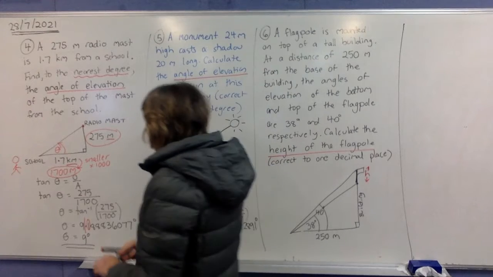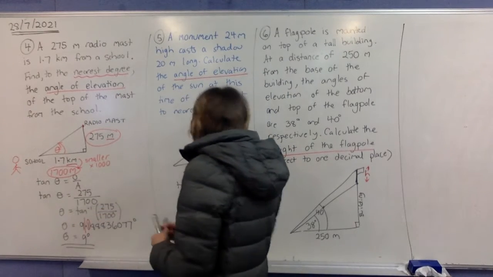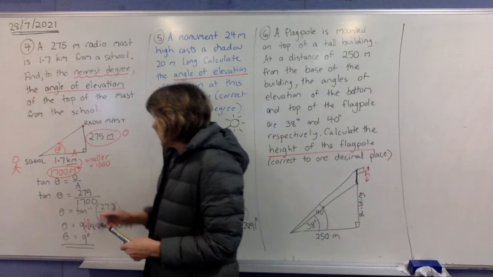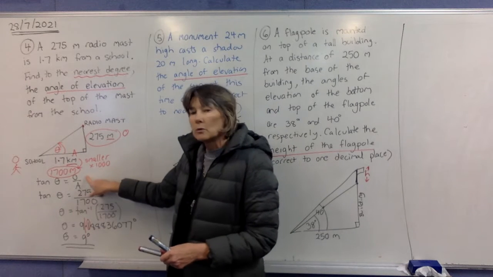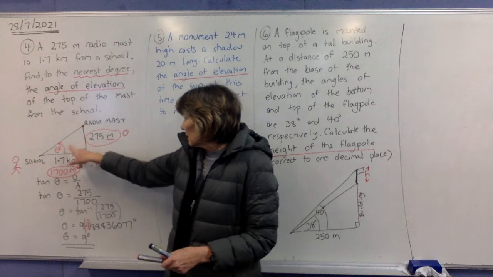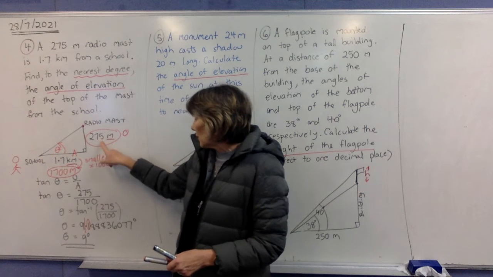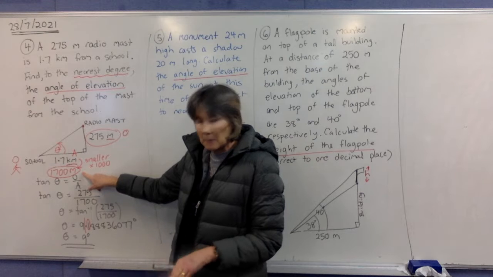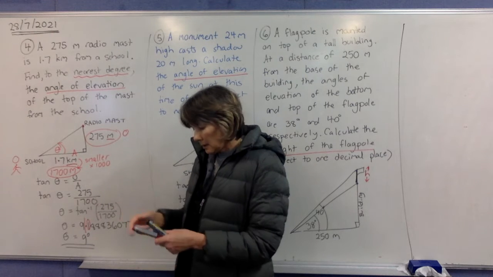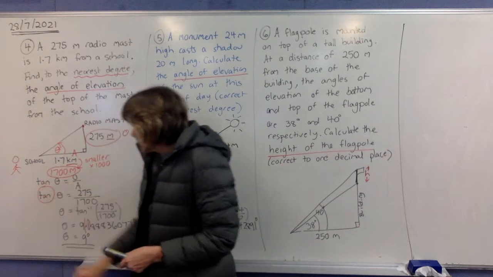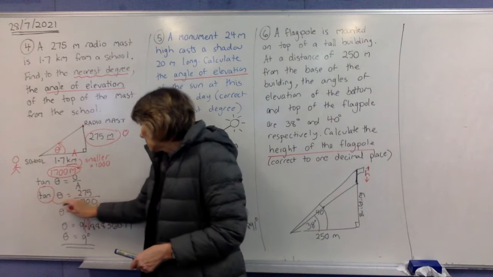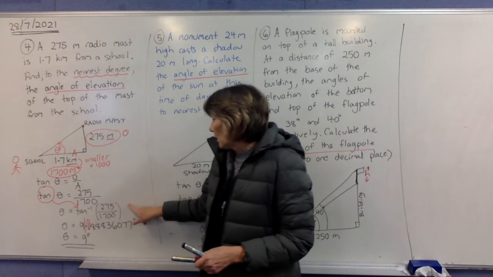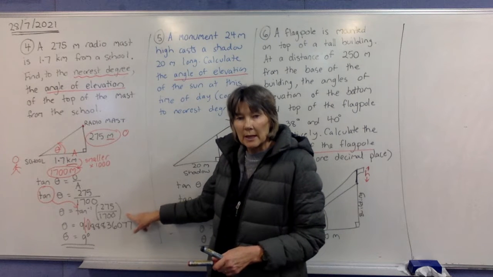Okay, so now we're going to sub in. This is our opposite side. This is our adjacent. So we're going to go tan theta equals opposite over adjacent. Tan theta equals 275 over 1,700, the two things in metres. Then, to get theta by itself, we're going to get rid of tan by coming to the other side and doing inverse tan of 275 over 1,700.